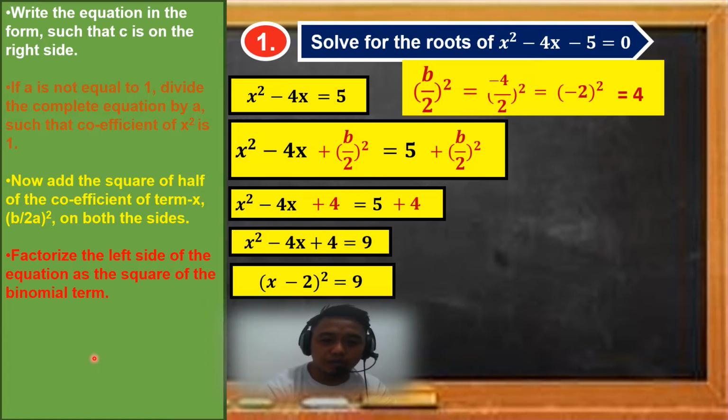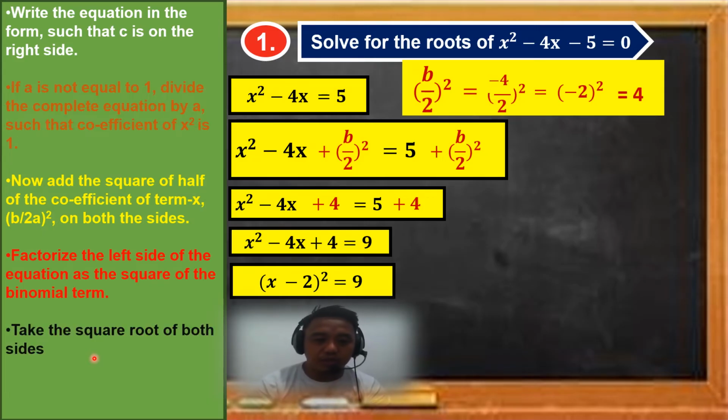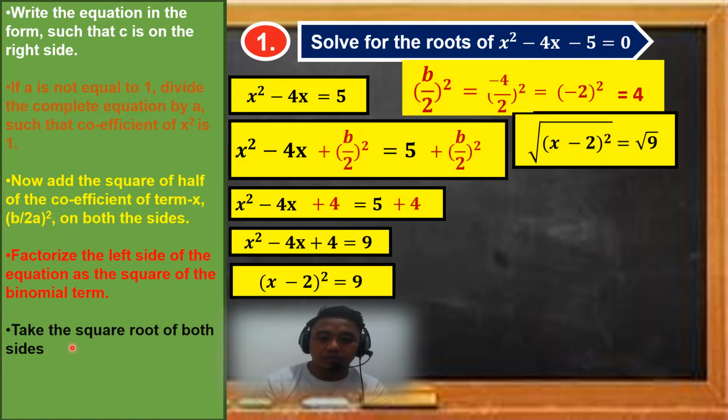Grabe, no? Kaya ito mahirap, no? Gagamit kayo ng completing the square, tapos may factoring, meron pang extracting square root. No? So, balikan mo yung extracting square root kung nakalimutan mo na. Ito, kung naalala mo, ito yung gagawin. Take the square root of both sides. Ito na tayo. So, meaning to say, kukunin ko lang yung square root niyan. Square root ng x minus 2 squared equals square root of 9.